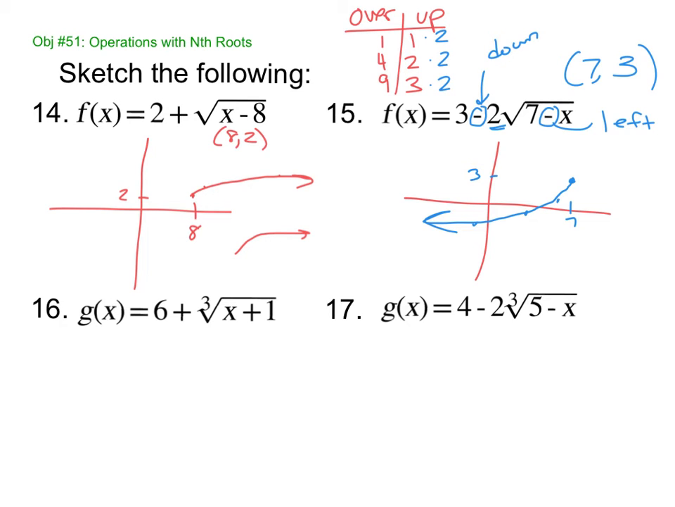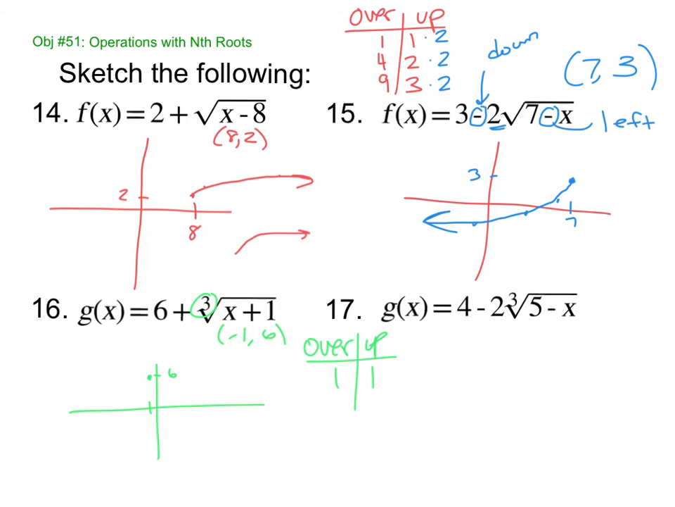All right, cubed roots. How do we do a cubed root? Same idea for the vertex, -1, 6. Right, change the sign of the inside. So we're here. Now, this is a cubed root. What's the shifting rule for a cubed root? So over 1, up 1.